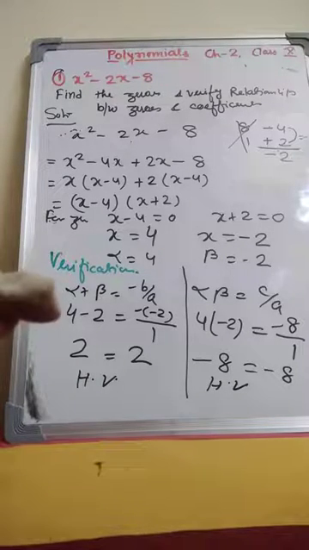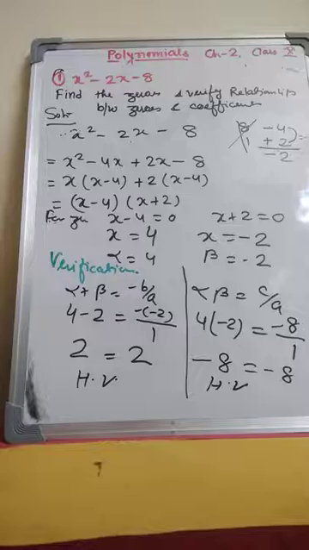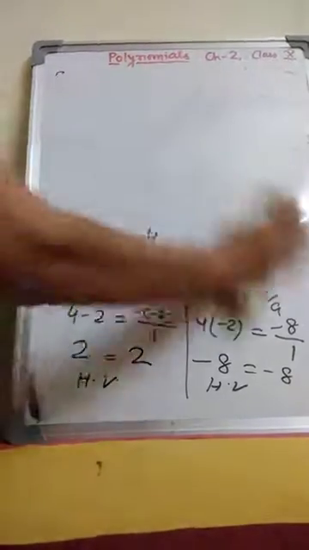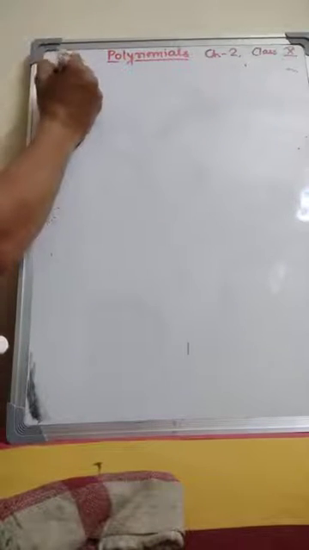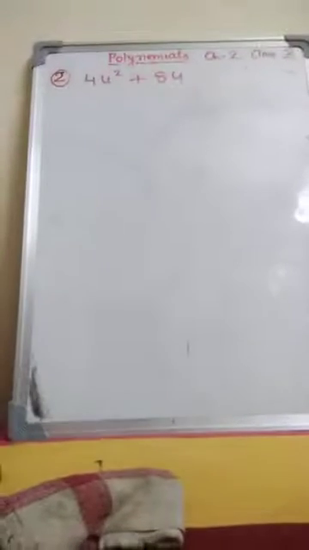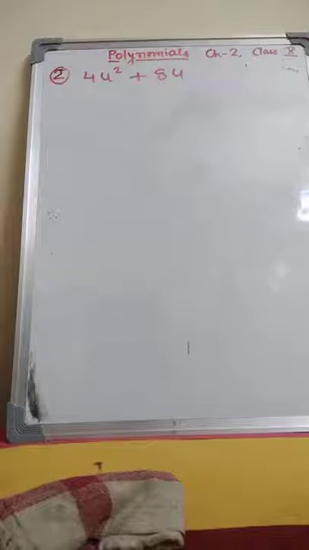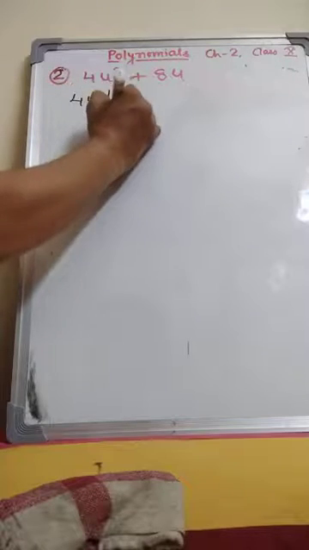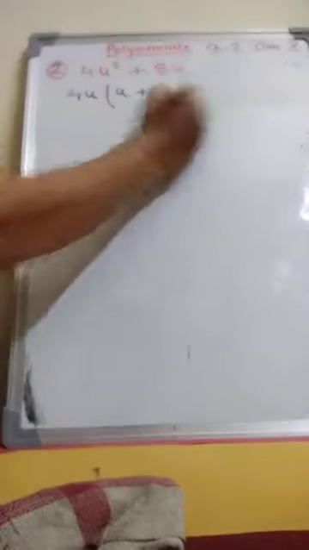Now let us take some other example. This is the question. Suppose we are taking 4u square plus 8u. Here the middle term factorization cannot be done as we do not have the constant term. So what can we do for finding zeros? Take 4u common, this is u plus 2.